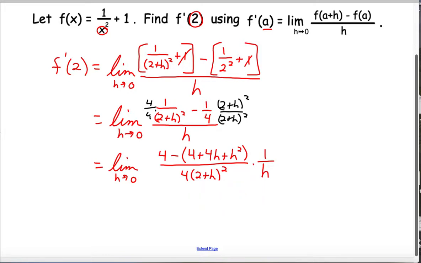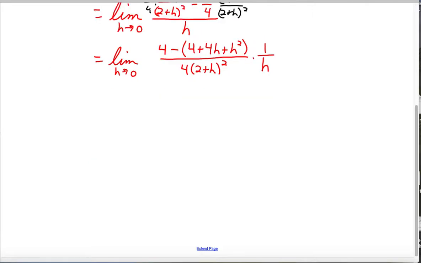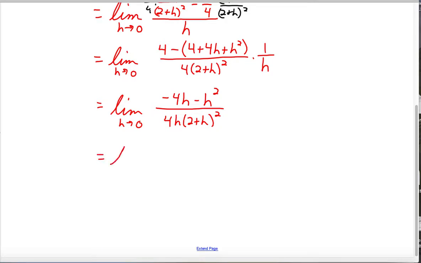All right, and now when we simplify a little bit more, we're going to get the limit as h approaches 0. The 4's in the numerator will cancel, and I'll have a negative 4h minus h squared after I distribute that negative. And then the denominator, I'm going to have 4h times 2 plus h quantity squared. Then I can factor an h out of the numerator and cancel with the h in the denominator. And so finally, I'll have the limit as h approaches 0 of negative 4 plus h over 4 times the quantity 2 plus h quantity squared.